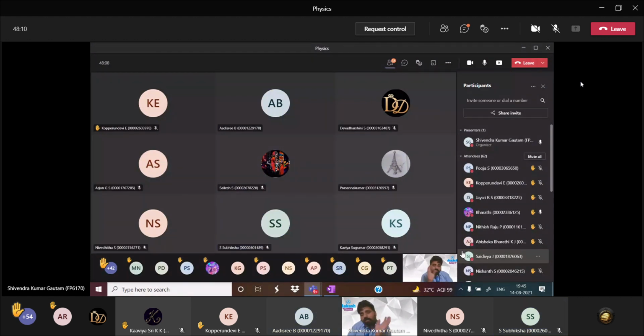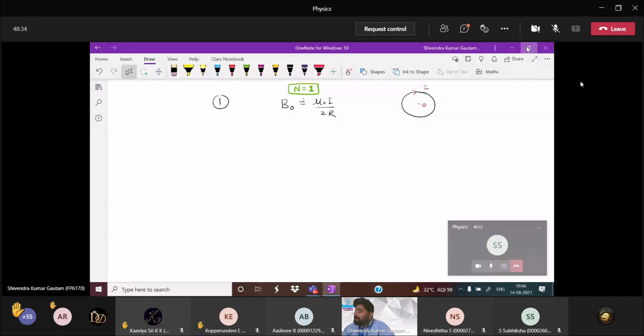Now many students get confused in this, because the expression will be written like this: mu naught N I by 2R. So they think the current increased n times, that by the number of turns increasing, the current is increasing. The current is not increasing; the magnetic field is increasing. Due to one turn we got magnetic field x, due to two turns 2x, due to three turns 3x, due to n turns we will get nx. So the magnetic field increases because they all have the same direction.